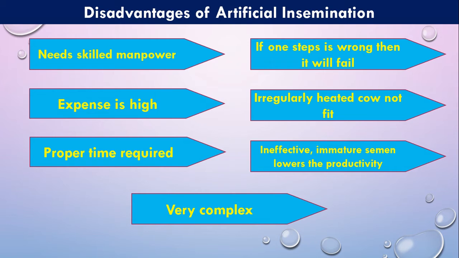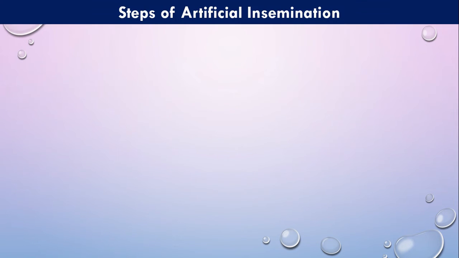This process is very complex. If the farmer is illiterate and uneducated, then they cannot do this process. So this is all about the advantages and disadvantages of artificial insemination. Next, I'll discuss some points on the steps of artificial insemination.